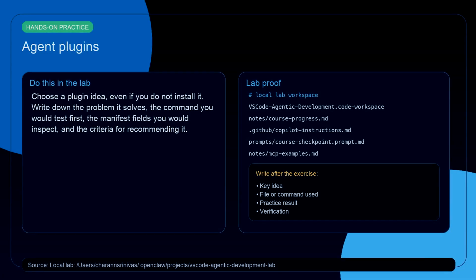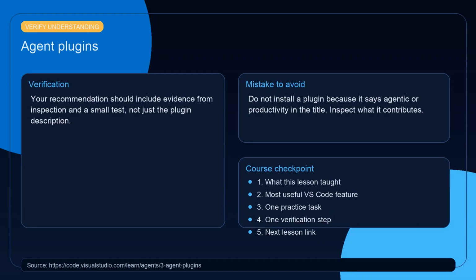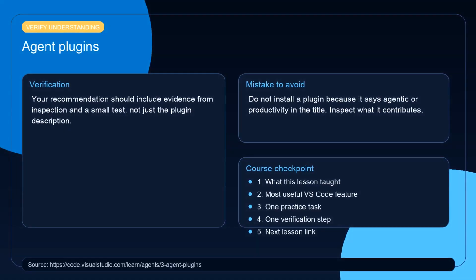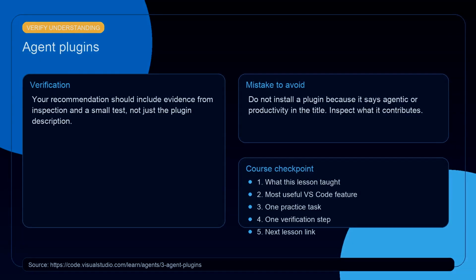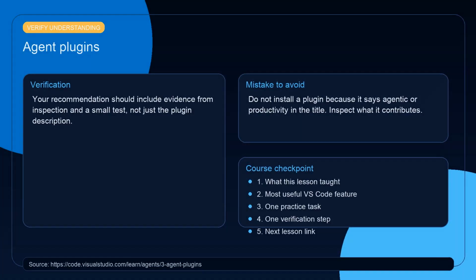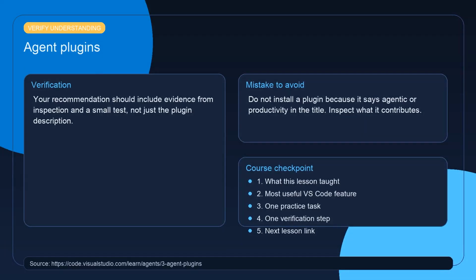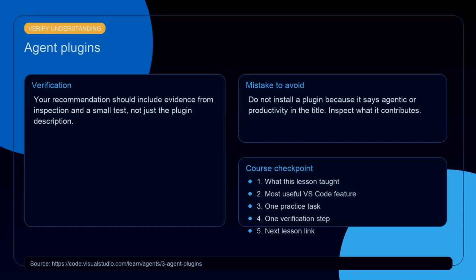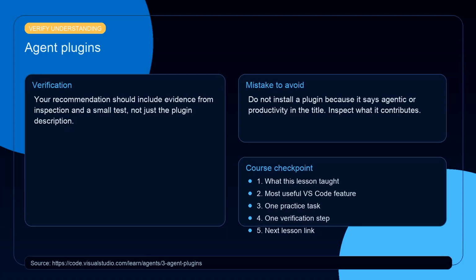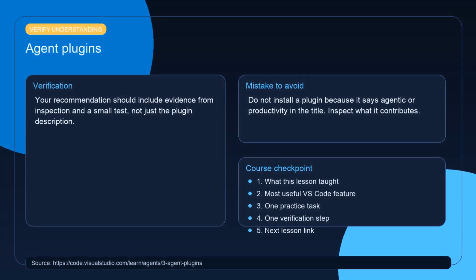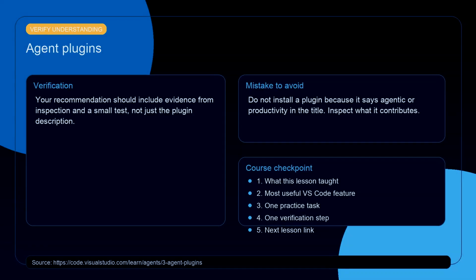Your verification step is this. Your recommendation should include evidence from inspection and a small test, not just the plugin description. The mistake to avoid: do not install a plugin because it says agentic or productivity in the title. Inspect what it contributes. The 3 takeaways are: plugins package capabilities, manifest review is mandatory, and recommend only after testing.